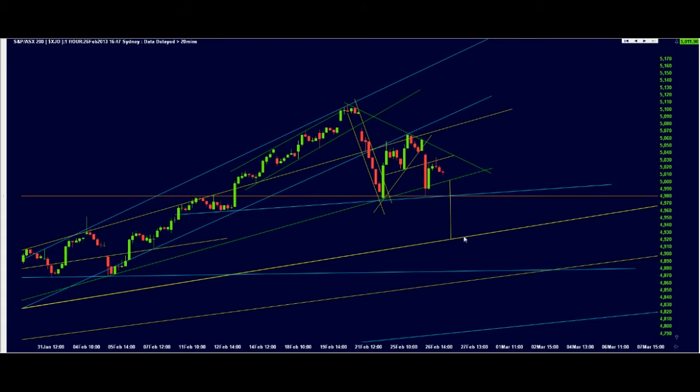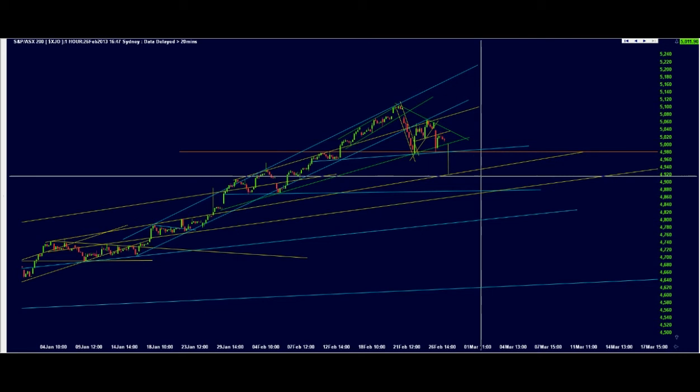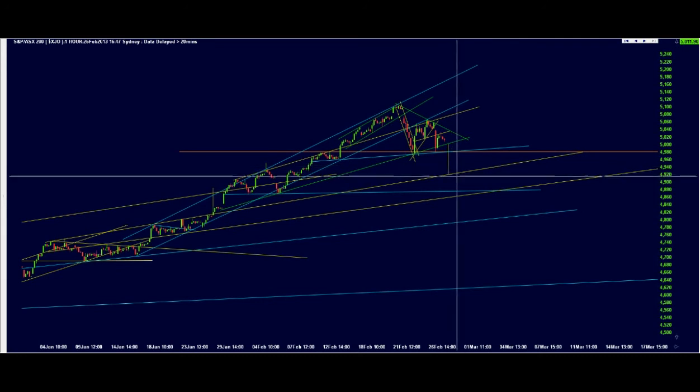Now, where does this line come from? It comes from the neckline of our inverted head and shoulders pattern. So guys, necklines usually hold as fairly strong support. So let's see in the coming day if we get that break of that triangle pattern and whether we come down to find support around that 4,920 area, which is roughly 70 points or so away from where we closed today.